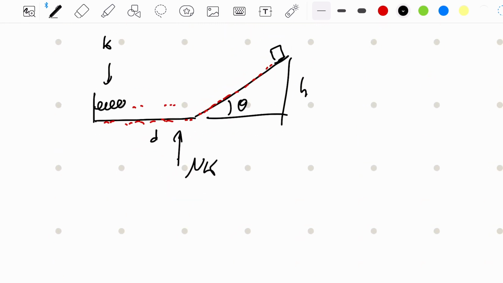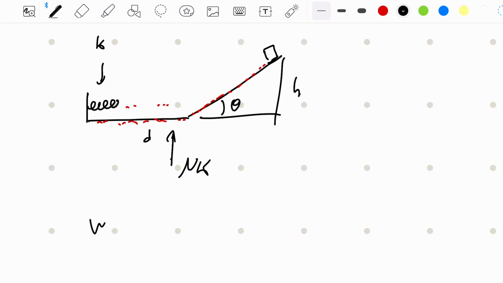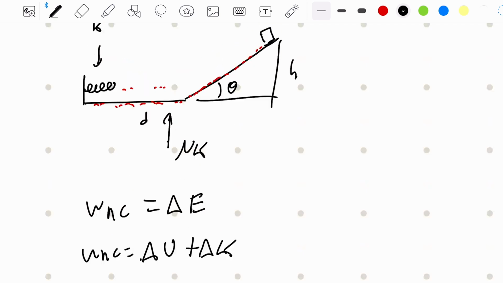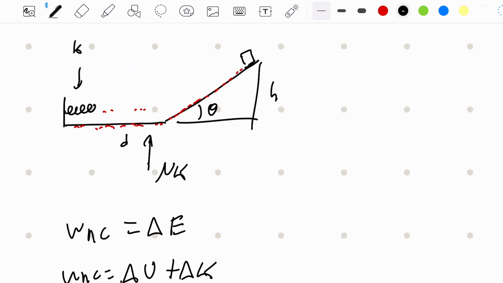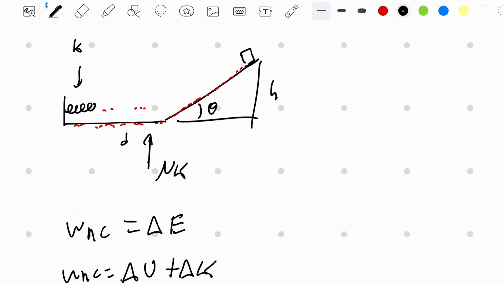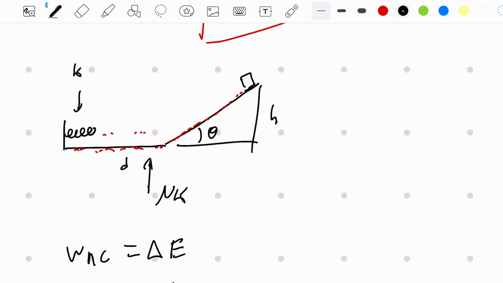So how do we do this? Well, let's start with the formula. The non-conservative work is equal to the change in mechanical energy, where change in mechanical energy is equal to the change in potential energy plus the change in kinetic energy. Now, what you want to do is think of this like a video, right? So, in the initial frame, what's going on? Before this thing is moving, when it's right here, what does this thing have? This thing has some sort of potential.